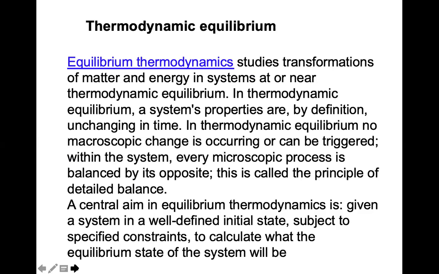In thermodynamic equilibrium, a system's properties are by definition unchanging in time. In thermodynamic equilibrium, no macroscopic change is occurring or can be triggered within the system. Every microscopic process is balanced by its opposite, so always like the laws of conservation of nature. Every microscopic process is balanced by its opposite. This is called the principle of detailed balance.